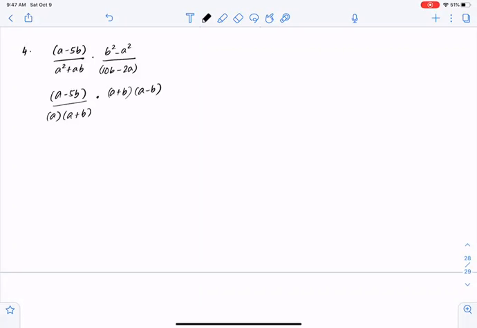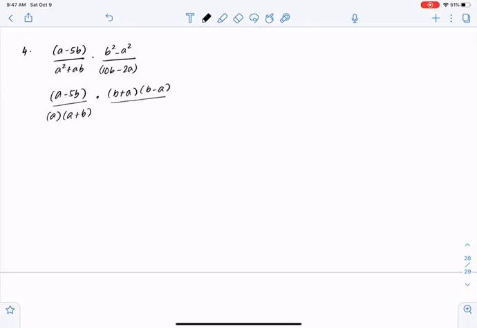In the denominator, since we have b squared minus a squared, we have to reverse the order because our special product is a squared minus b squared, which is a plus b times a minus b. Since we have b squared minus a squared, this should be b plus a times b minus a.